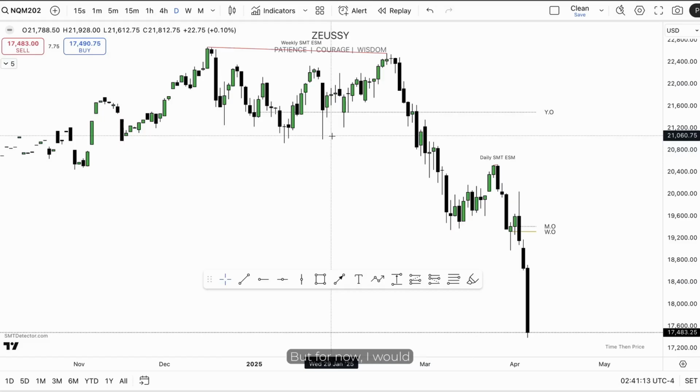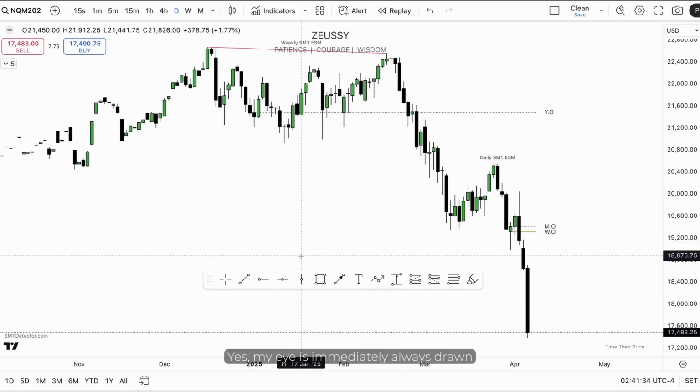But for now, I would like you to understand that when we pay attention to this delivery here, what I would like you to see is that on the bottom right here, we see time. And what this represents is basically the months. Because in front of you have a daily chart, and you can see that we have January, February, March, April.